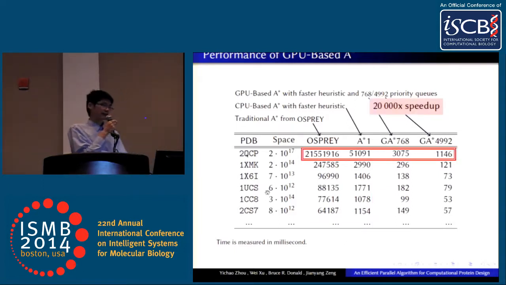And this row gives the 20,000x speedup. The original algorithm from Osprey runs in about 6 hours, while our fully parallelized GPU-based A-star algorithm can finish the same work in 1 second. This is really a huge improvement.